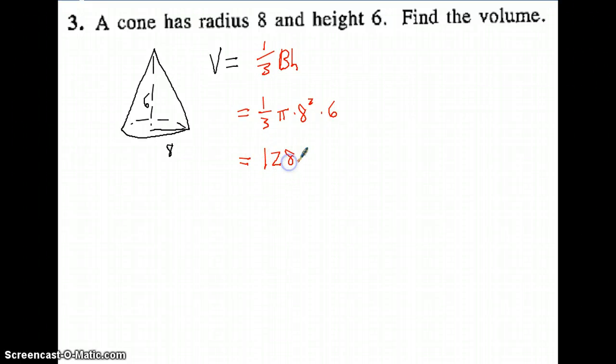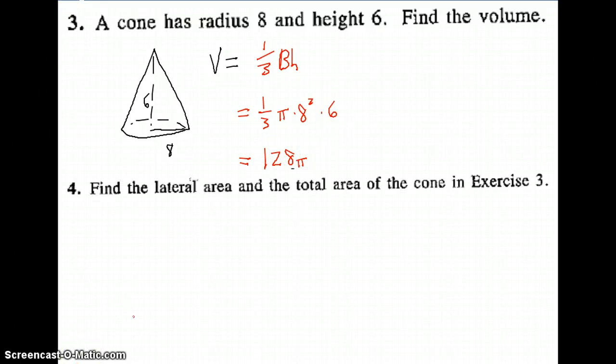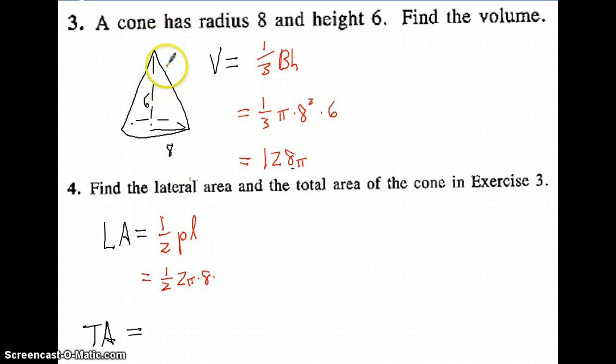All right, so 64 pi times 2 essentially is what I have here. Is 128 pi. Great. In 4, I'm supposed to find the lateral area and the total area. The lateral area is 1/2 times p times l, and if we're dealing with cones, that's a circle. Perimeter of a circle is 2 pi r. And okay, I need to know this. Well, that's just Pythagorean theorem. That's not too bad. And so that's 80 pi.